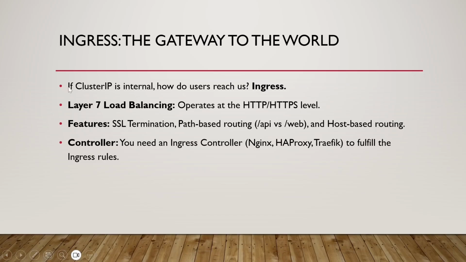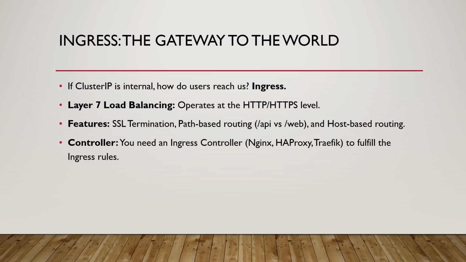So we know that cluster IP is internal, so how do users reach us? Intuitively we know that cluster IP is internal. So how do users reach us? The answer is by using ingress. It works on layer 7. Okay, so it operates at the HTTP or HTTPS level, as we know layer 7 works there.